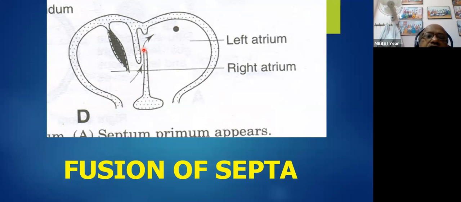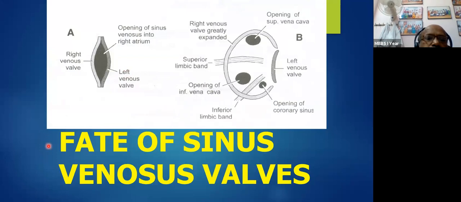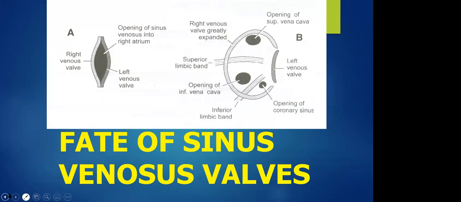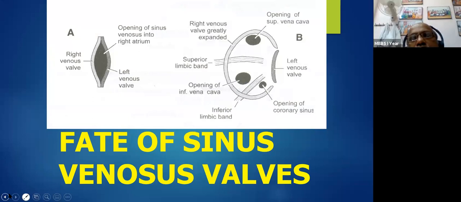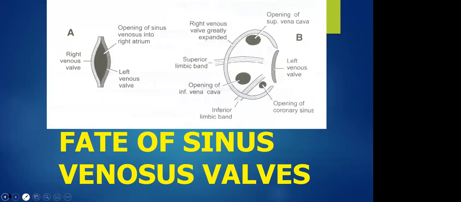Now, after the formation of this interatrial septum, what happens to the right and left venous valves? The left venous valve will be attached to the interatrial septum. What happens to the right venous valve is important next. We already studied the gross anatomy of the right atrium: anterior rough part, posterior smooth part. Am I correct? Or is it reversed? Yes, sir, correct.